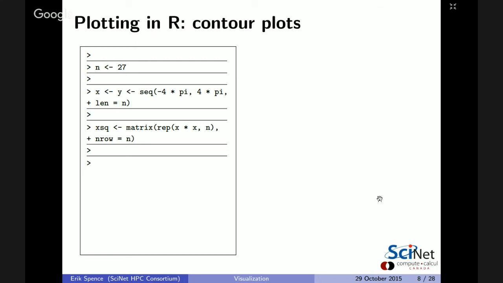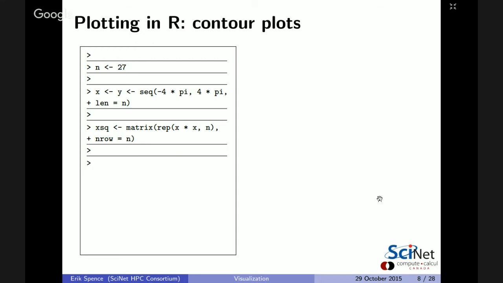x is assigned the value of y, which is assigned the value of the sequence. That allows you to assign two variables at the same time if they're going to be equal to each other, right? x and y in this case are the same thing, so I don't have to type out the same command twice. You can do it in one shot.